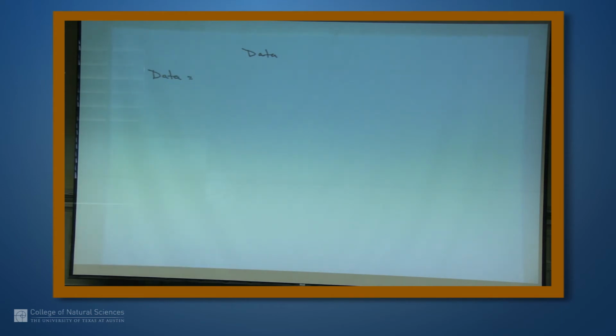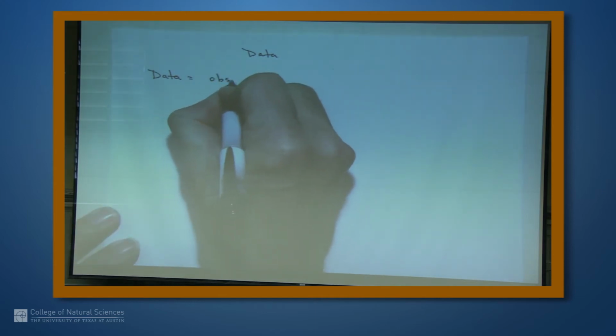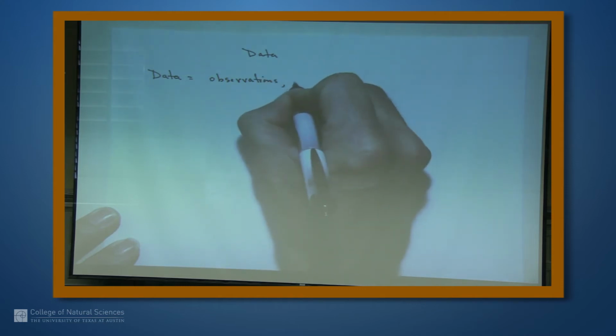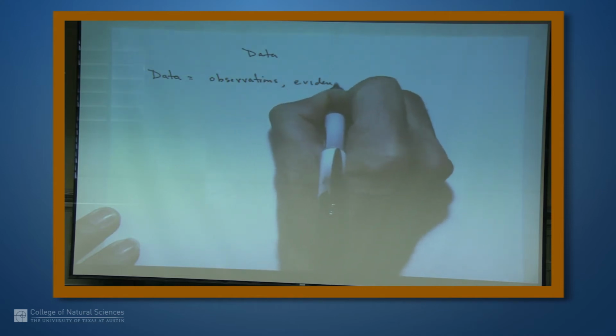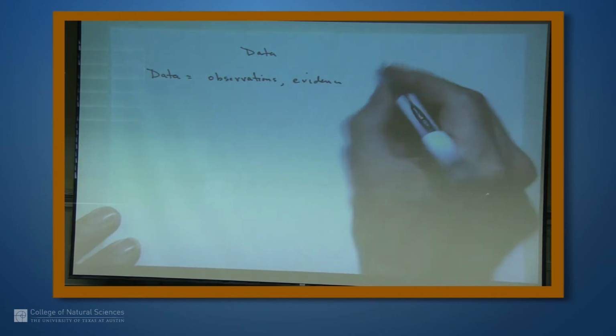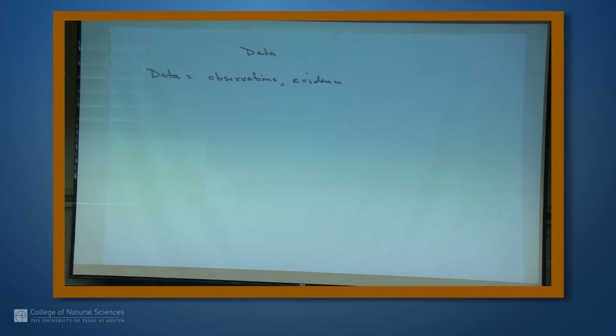So data, we've said this before, they all mean the same thing: observations, evidence. But they're important because they are our tie to reality, to what we're asking about nature. Data represent nature for us.